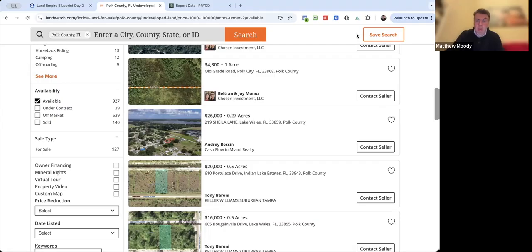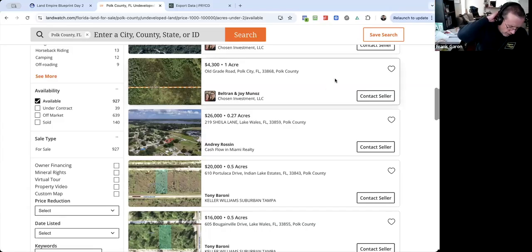Obviously, the more detailed you go in terms of acreage and price, the more valid your results are going to be. If you're just interested in looking at the county as a whole, I would suggest you do something like maybe 5 to 100 acres, and that will give you pretty much everything that's worthwhile.